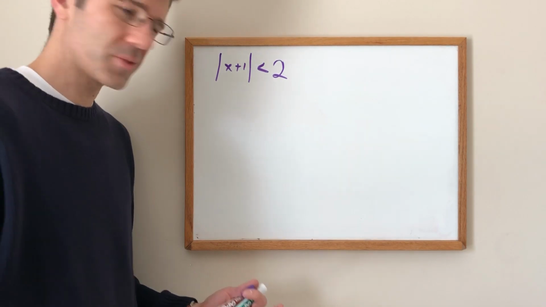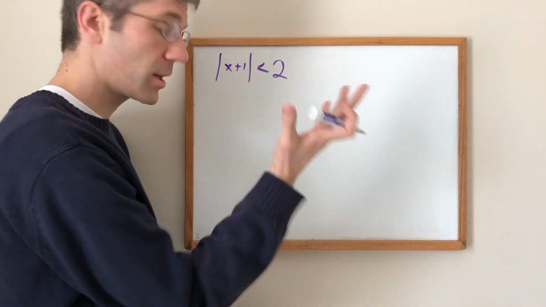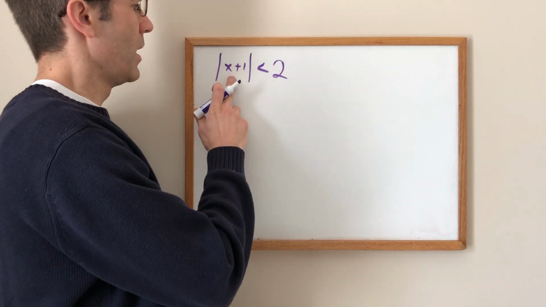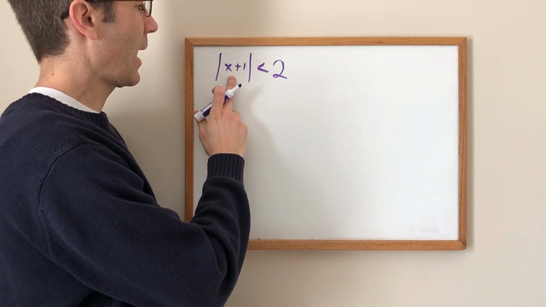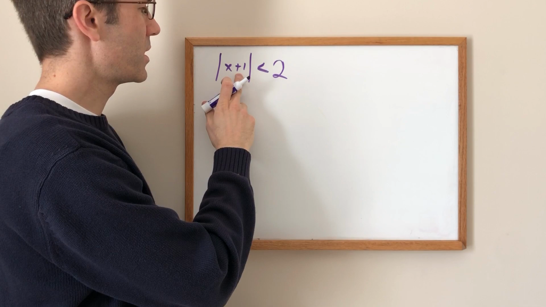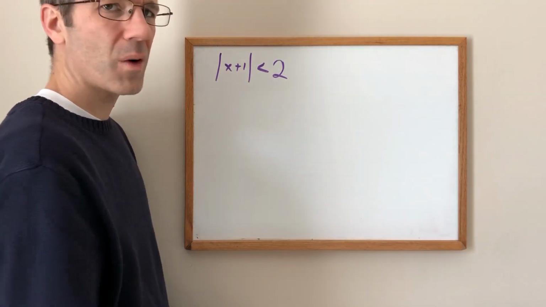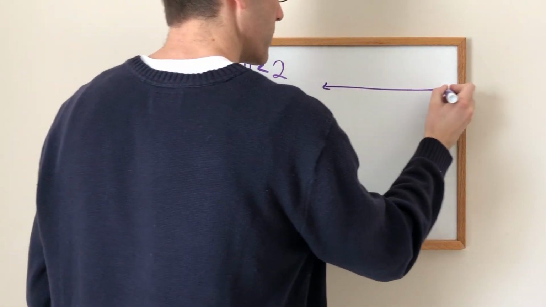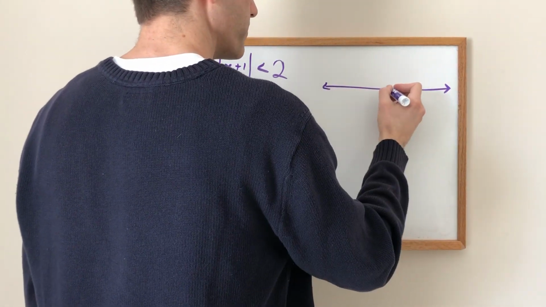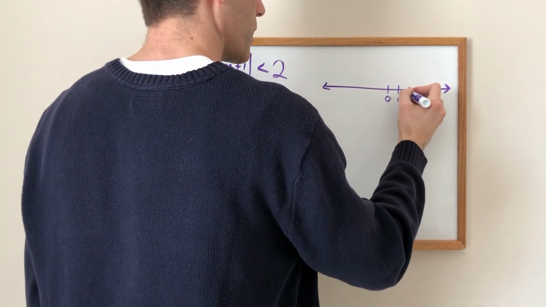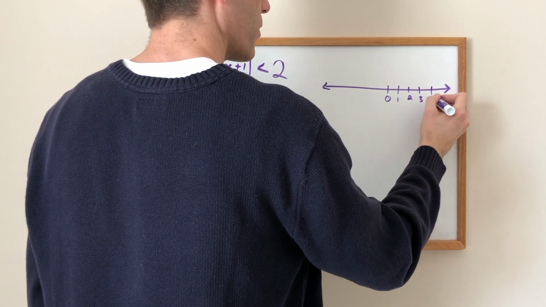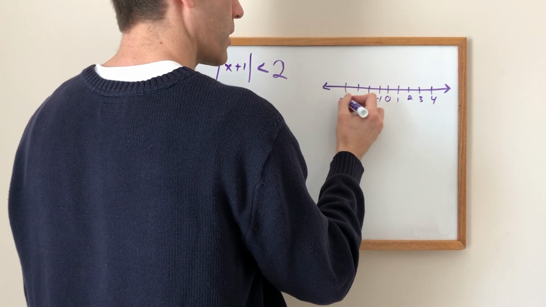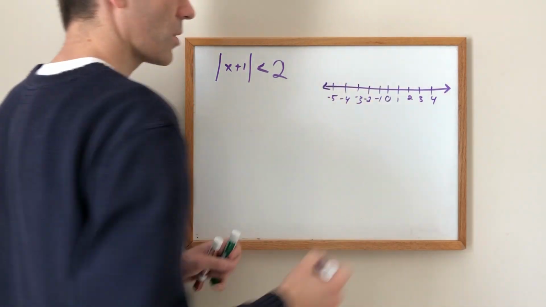And I could probably guess some stuff like 0. 0 plus 1 is less than 2. Yeah, cool. I'll be shading the number 0. 1.5 plus 1 is 2.5. 2.5 is less than 2? No, I won't be shading 1.5. Let's draw a number line. 0, 1, 2, 3, 4. That should be sufficient on that side. Negative 1, negative 2, negative 3, negative 4, negative 5. I had room, so I put it.